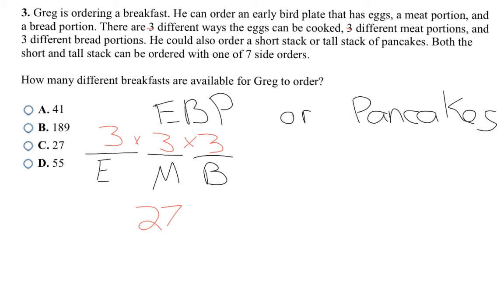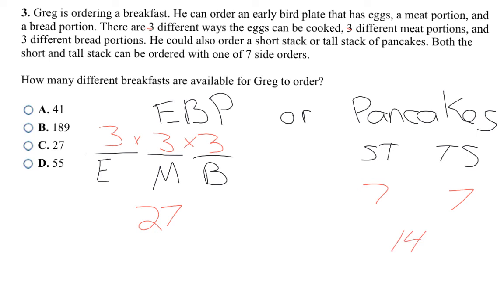Now, when he does pancakes, he can either do the short stack or the tall stack. And for each of those, he can pick one of 7 sides. So since there's 7 sides with the short stack, that's 7 different meals he could get. And since there's 7 sides with the tall stack to choose from, there's 7 ways he could get that meal also. So pancakes, if he orders the pancakes, there's 14 different meals he could get there.